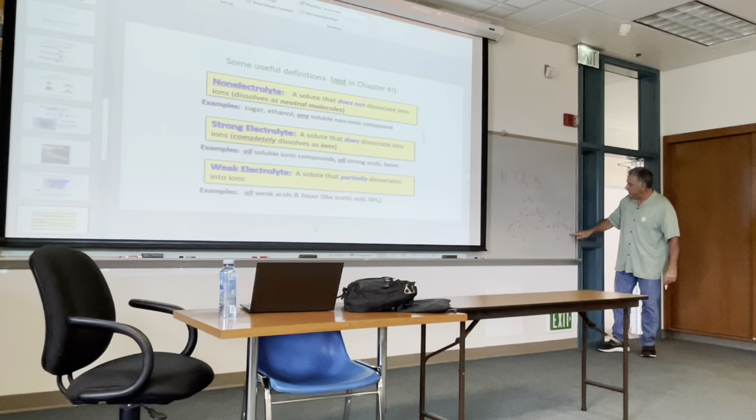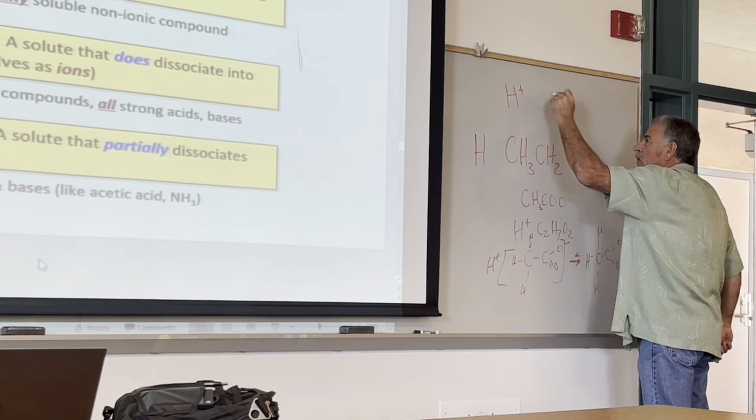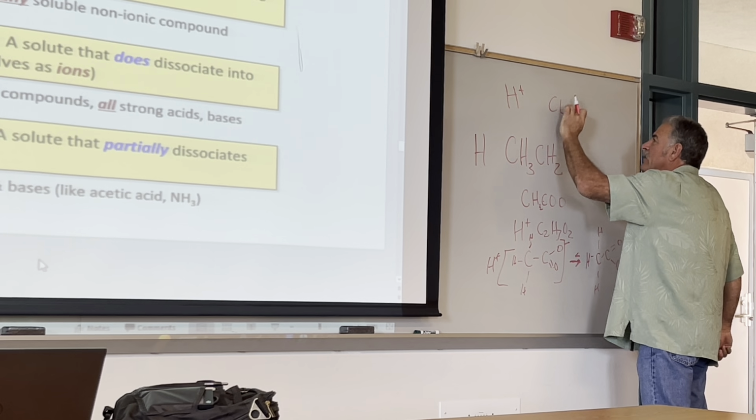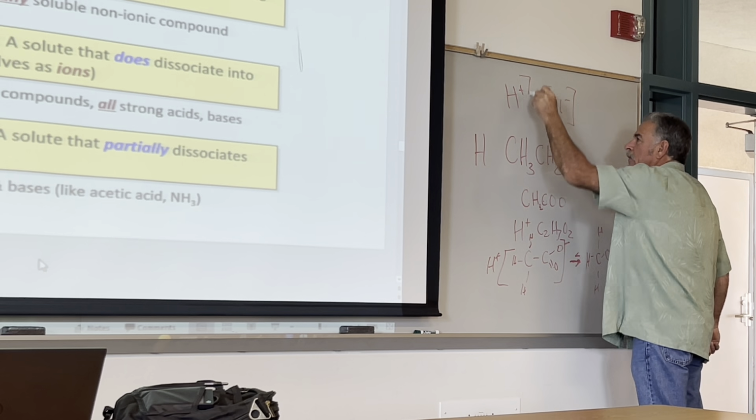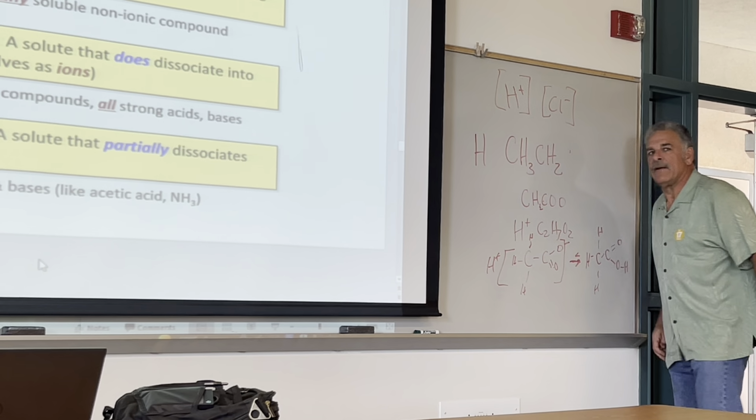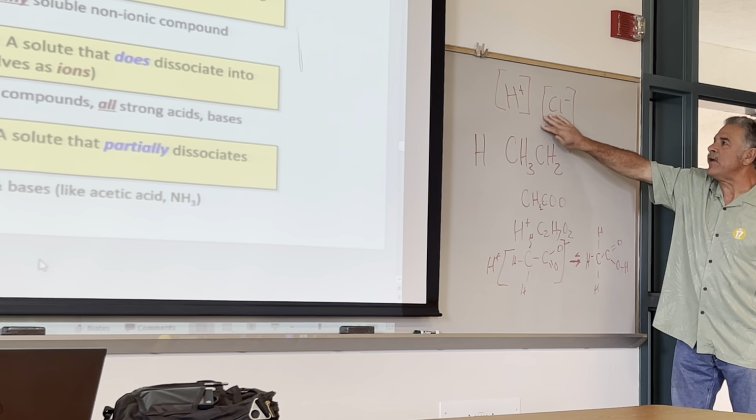When we do HCl in water, all of it dissociates. Right? Completely comes apart. There is no HCl. There's only H plus and Cl minus. When we say it's a weak acid, it means some of it stays in this state. Some of it goes to this state.